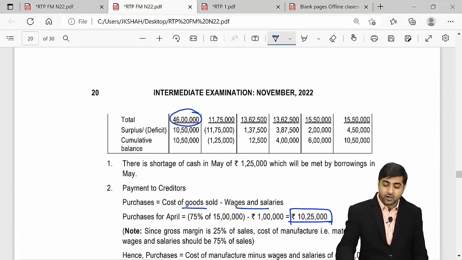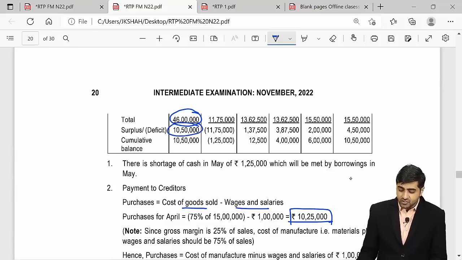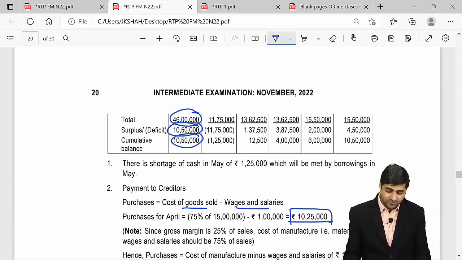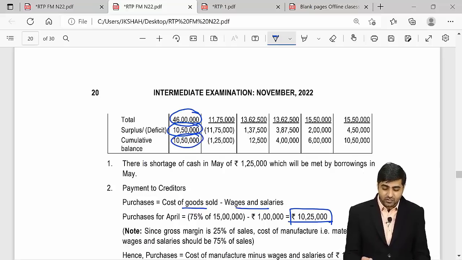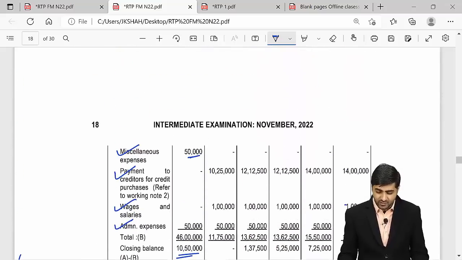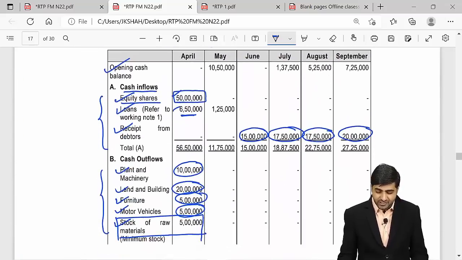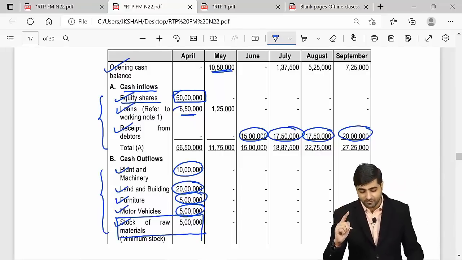So you all can take on your calculator 56 lakh 50, from which you will subtract 46 lakhs. So you will be getting 10 lakh 50,000 as your surplus. So this you can treat as your cumulative balance of 10 lakh 50,000, or else you can also understand that this 10 lakh 50,000 will be your opening balance for the month of May, which you can check here that in the original cash budget they have considered that 10 lakh 50,000 is nothing but the balance for the month of May.